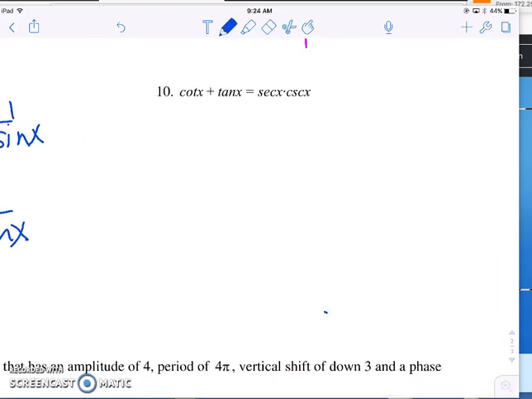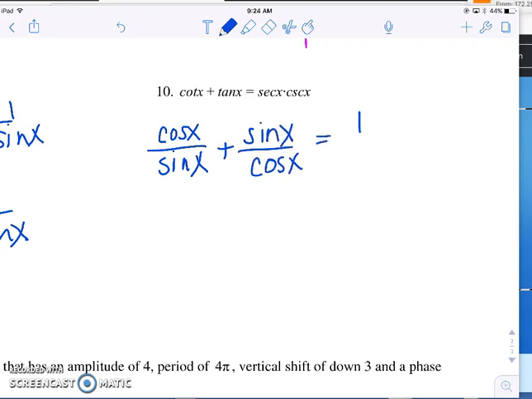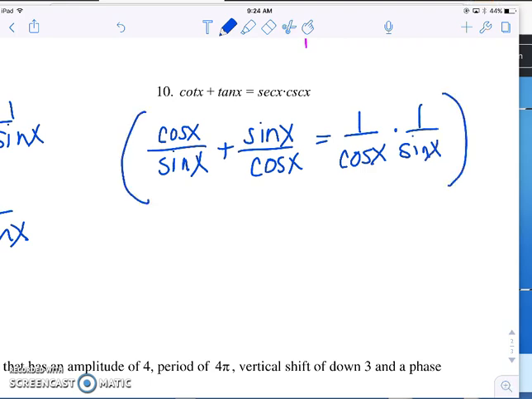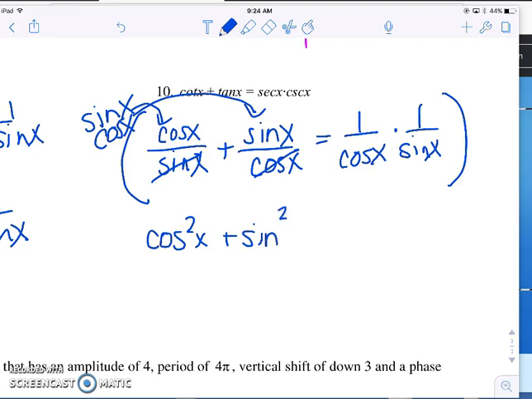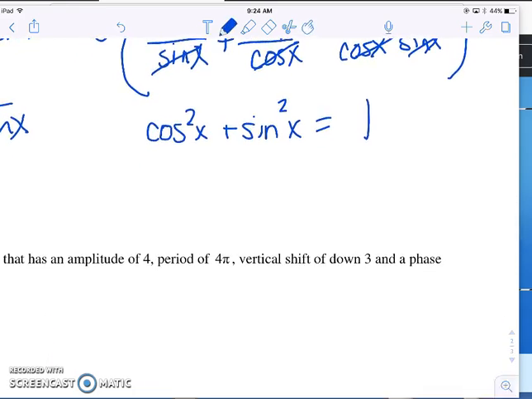So number 10, cotangent. Cosine x over sine of x plus sine of x over cosine of x equals 1 over the cosine of x times 1 over the sine of x. So we could fraction bust this, multiply by sine x, cosine x. So when we distribute here, this is cosine squared of x. Distribute it here, so that would be plus sine squared of x equals 1. Well, this is the Pythagorean identity, so we're done.